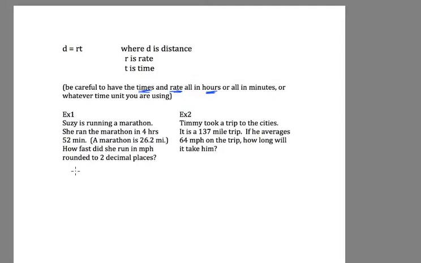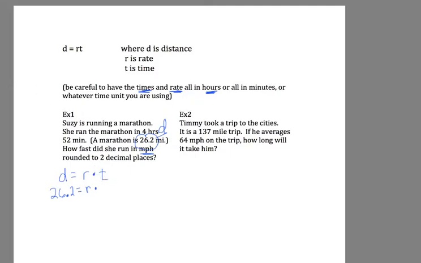Susie's running a marathon. She ran the marathon in 4 hours, 52 minutes. A marathon is 26.2 miles. How fast did she run in miles per hour? So they're telling us they want miles per hour. So my equation, distance equals rate times time. What do I know? I know 26.2, that's my distance. I don't know my rate, that's what I want. How fast did I run? That's my rate. Now I need my time.